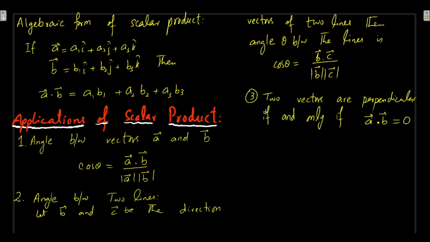Application number 3: two vectors are perpendicular if and only if A dot B equals 0. This is a very important application of the scalar product. The phrase if and only if means if A dot B equals 0 for two vectors A and B, then the vectors are perpendicular. And if the vectors are perpendicular, then the dot product A dot B will be equal to 0.